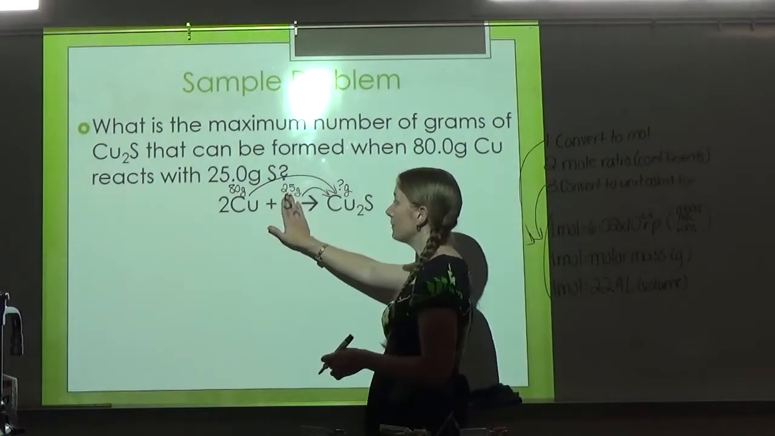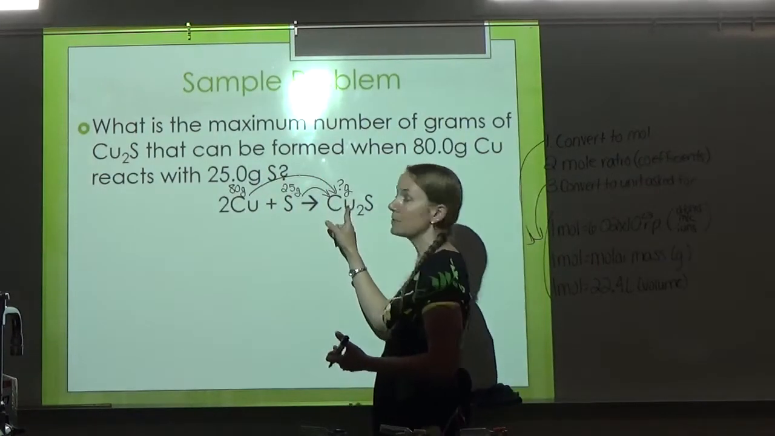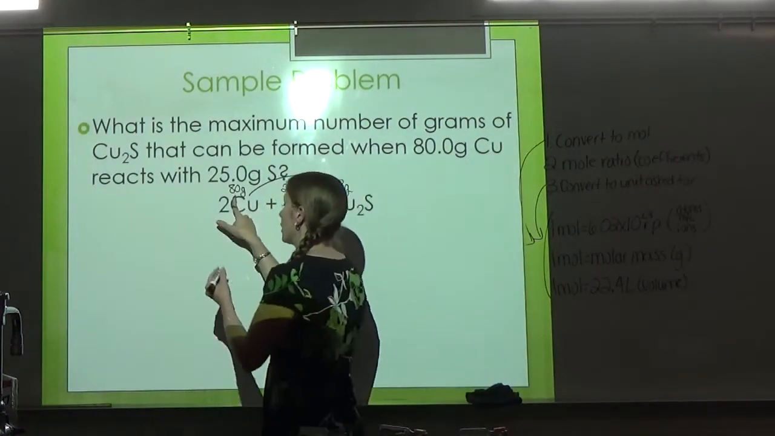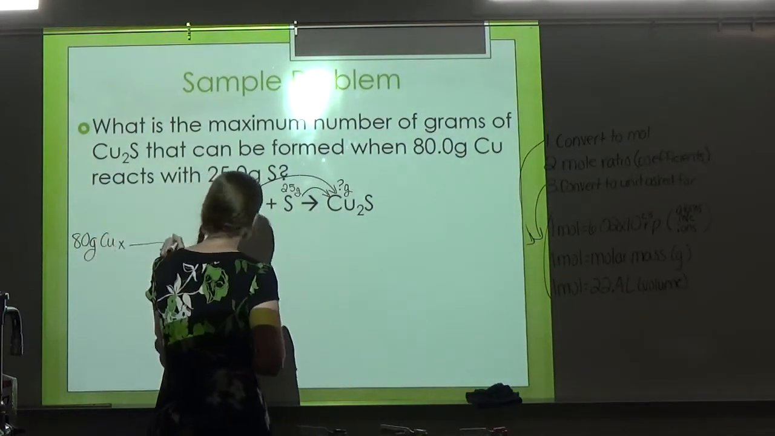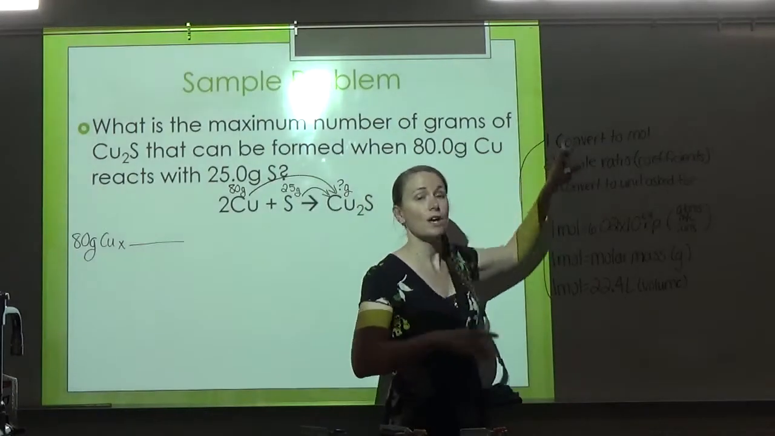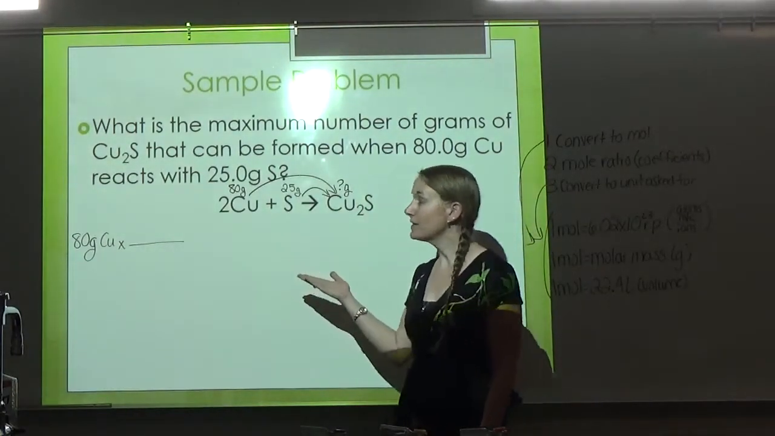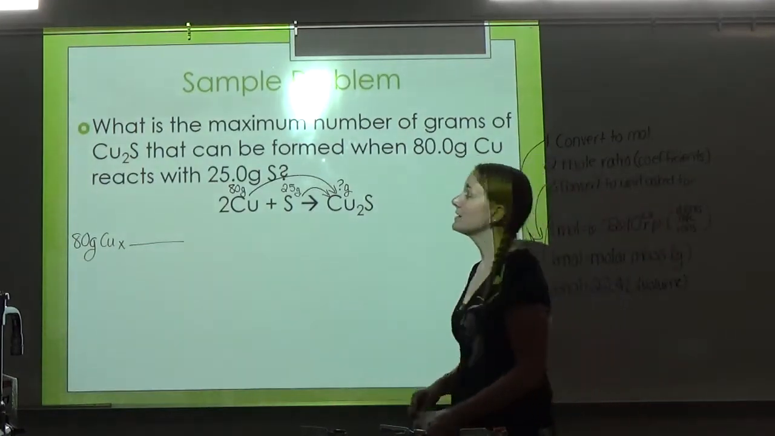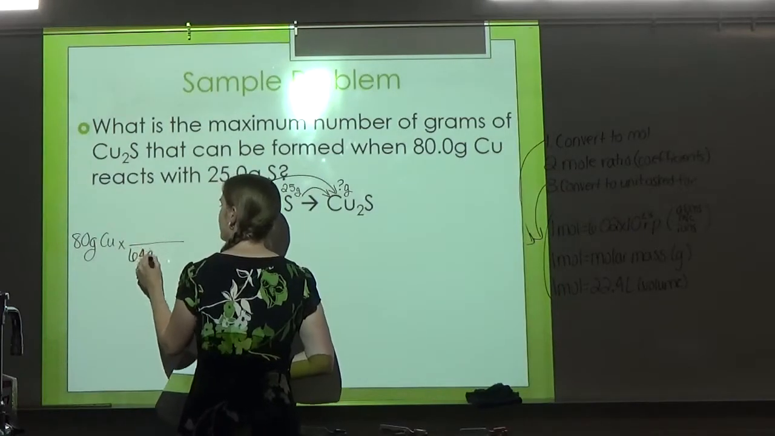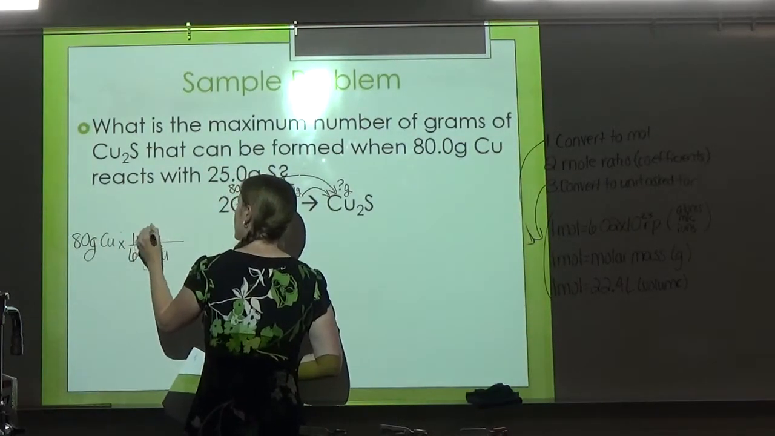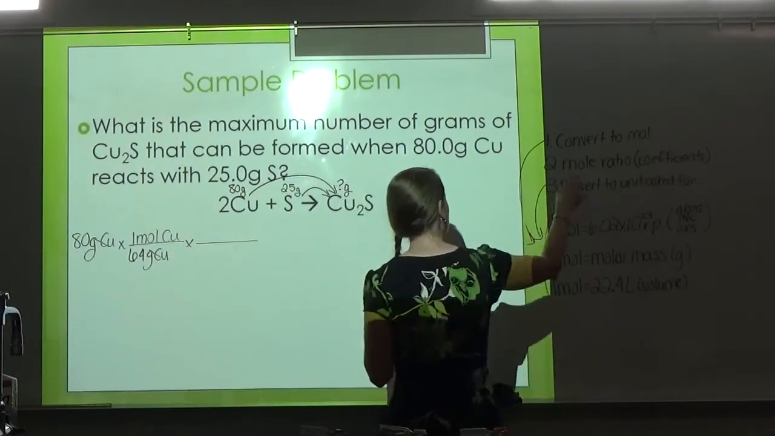All right, so I'm going to forget about sulfur for now, and I'm just going to go from copper to our copper 1 sulfide. So I start with what I know. I have 80 grams of copper. So step 1 is convert to moles. Since I have grams, I'm going to use the molar mass. For copper, it's just an element, so it's about 64 grams per mole. Because I have grams on top, I'm going to put my 64 grams on bottom, 1 mole on top. So grams cancel.